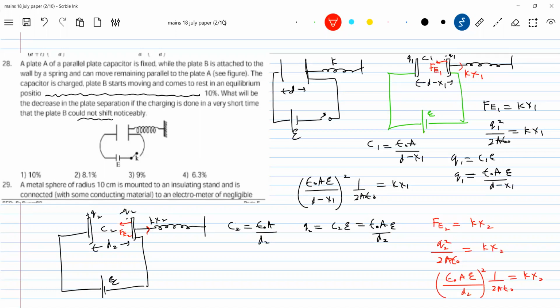Sir, the remaining sentence is that the separation between the plates decreases by 10%, sir. To rest in an equilibrium position, full stop. After that, the separation between the plates D decreases by 10%. Okay, no, I think I can.